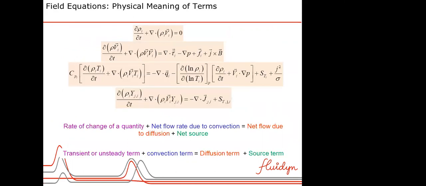So in general, these conservation equations just write down the physical meaning of the various terms, which we have already seen in the lecture. The first term represents the rate of change of a quantity, and the second term represents the net flow rate due to convection. On the right hand side, the first term is net flow due to diffusion, and there could be various source terms depending on the problem. This is the general form of the governing equations.